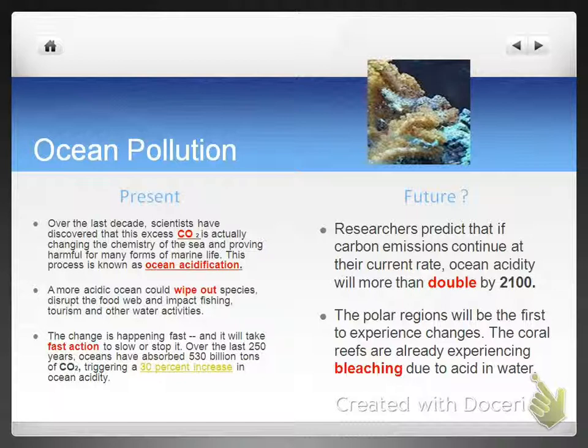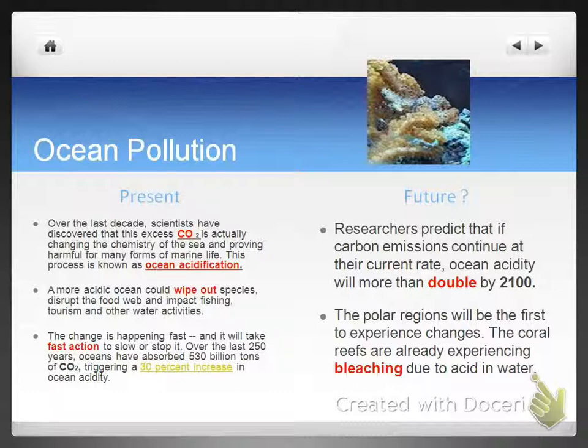And the more acid in the ocean, the greater the effect on marine life. The polar regions are the first to experience the changes, and we know that there is definite ice melting in the poles, and there's less ice for polar bears to live on, and they need a lot of habitat space, and they're endangered as a result of this loss of habitat.